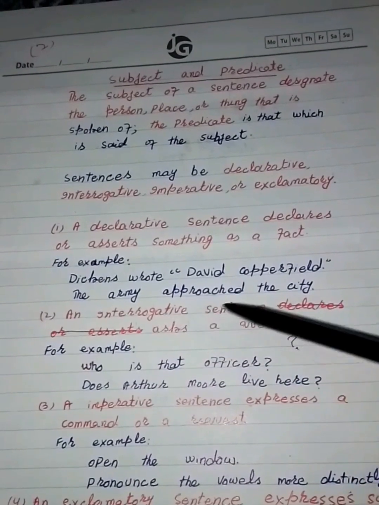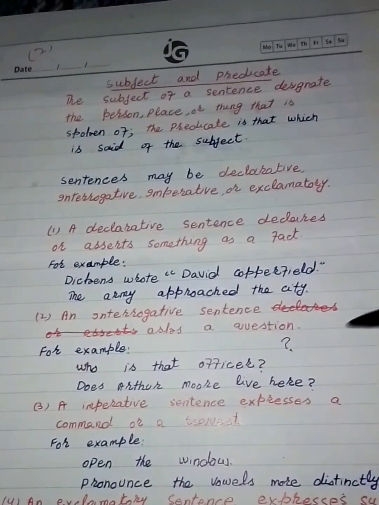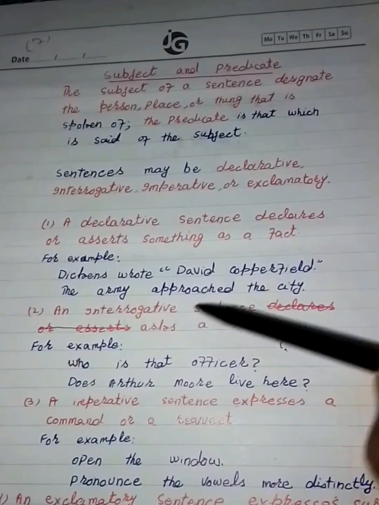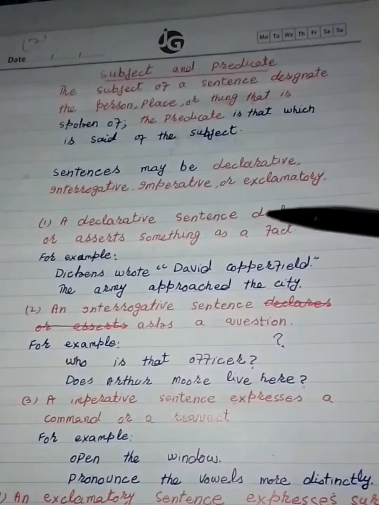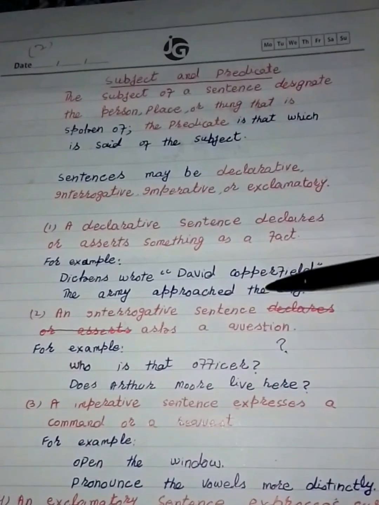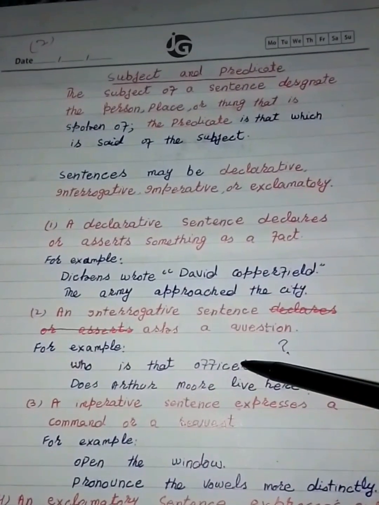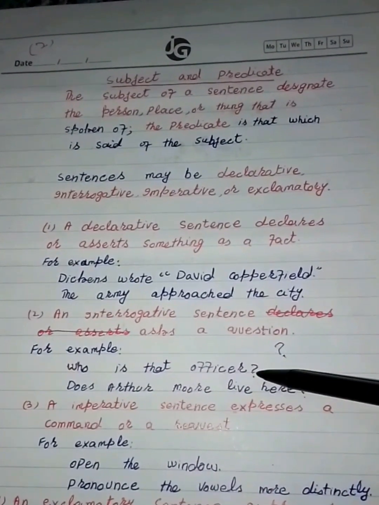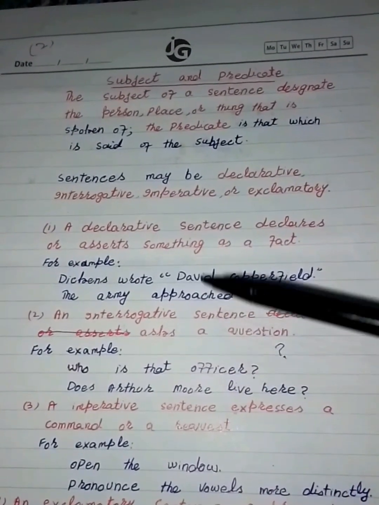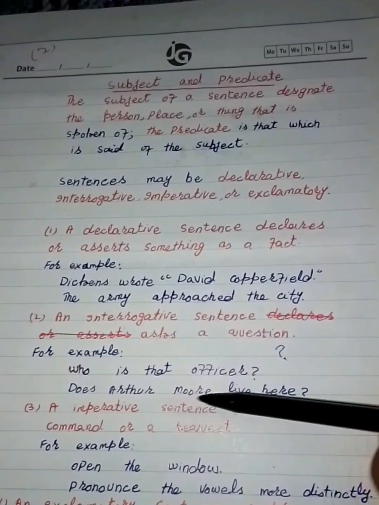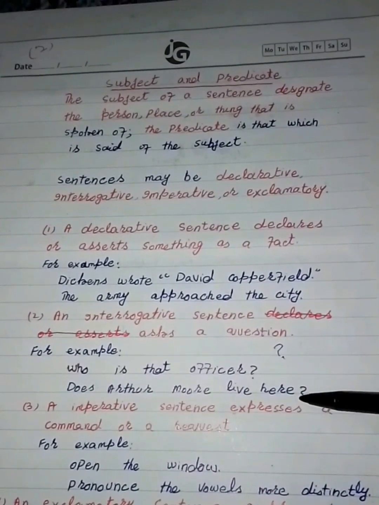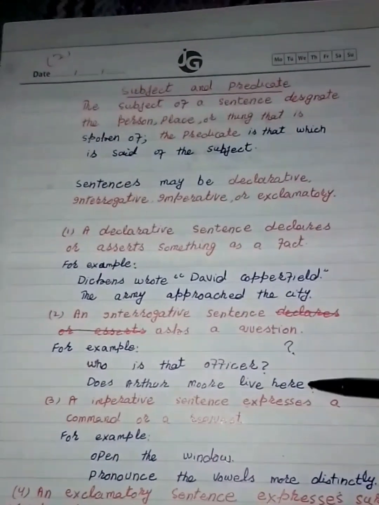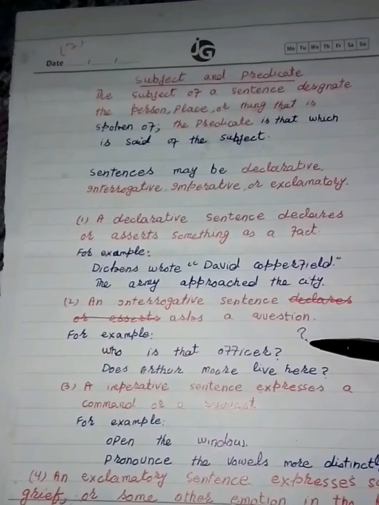An interrogative sentence asks a question, for example, "What are your names?" or "Who is that officer?" with a question mark. "Does Arthur live here?" That is an interrogative sentence.